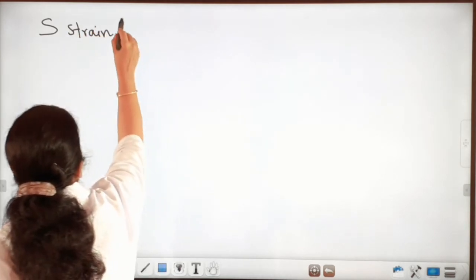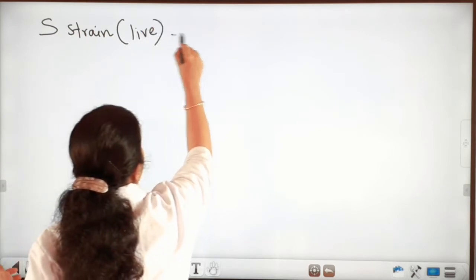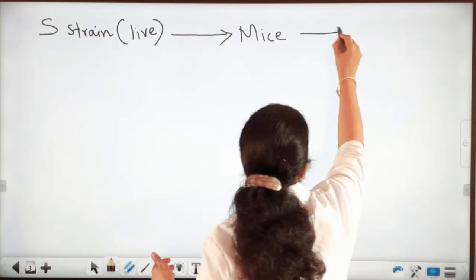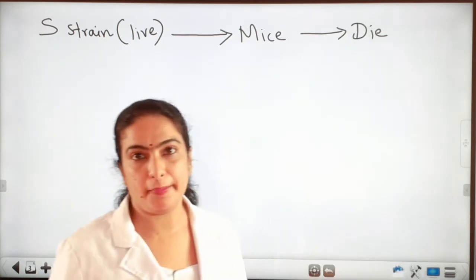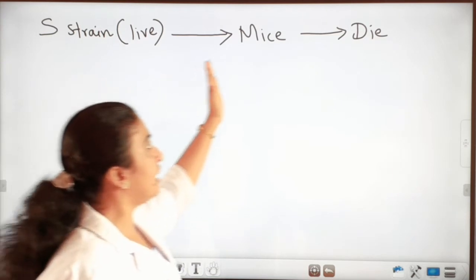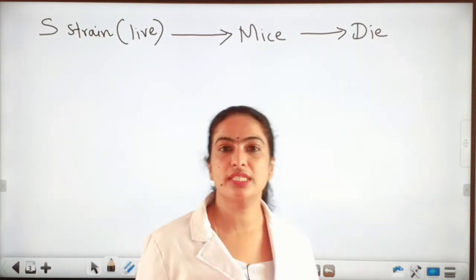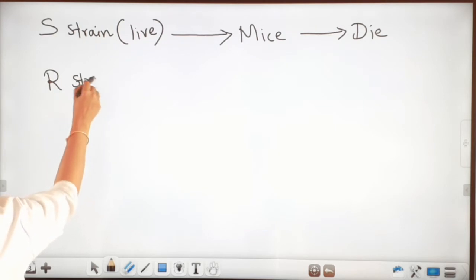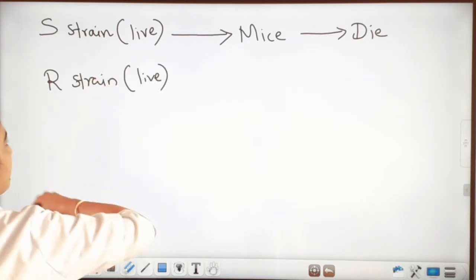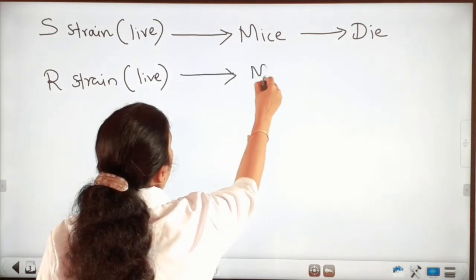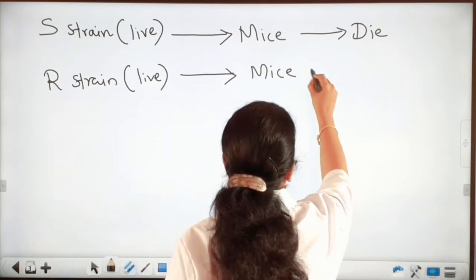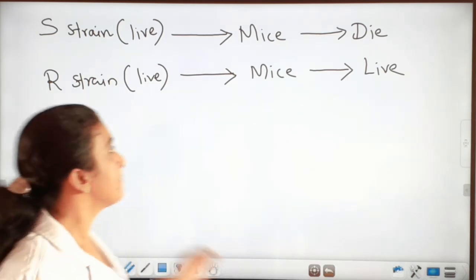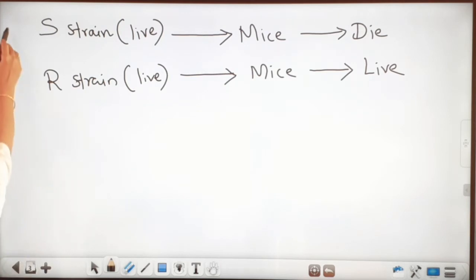Next we can see the S strain. He injected the live S strain into mice. And he observed that the mice died due to pneumonia, because the S strains are virulent, that cause pneumonia disease to mice and that cause death of the mice. And in the second step, he injected live R strain into mice, and the mice live.